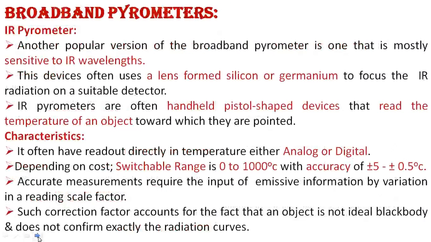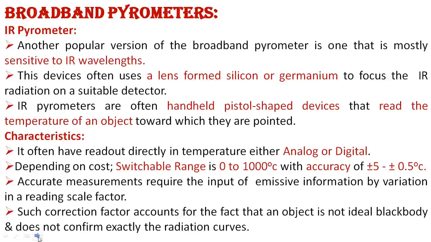Next one is the broadband pyrometer, that is the IR pyrometer, infrared pyrometer. Another popular version of the broadband pyrometer is one mostly sensitive to IR wavelengths. This device often uses a lens of silicon or germanium to focus the IR radiation on a suitable detector. IR pyrometers are often handheld pistol-shaped devices that read the temperature of an object toward which they are pointed.